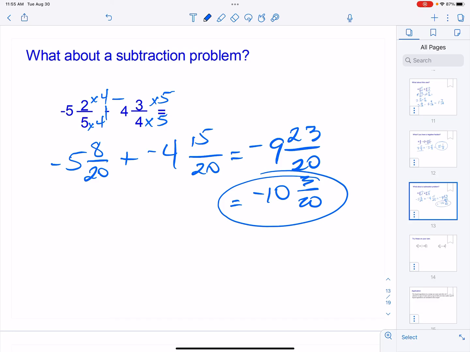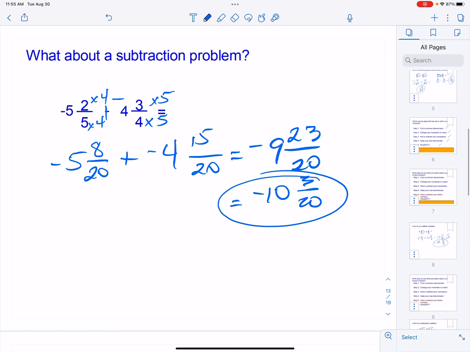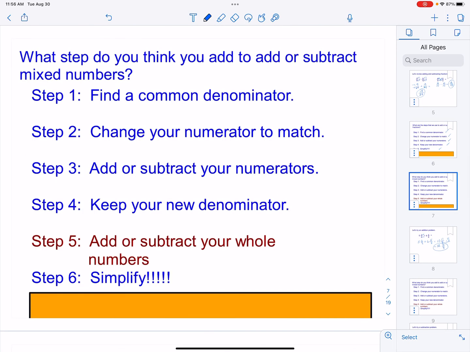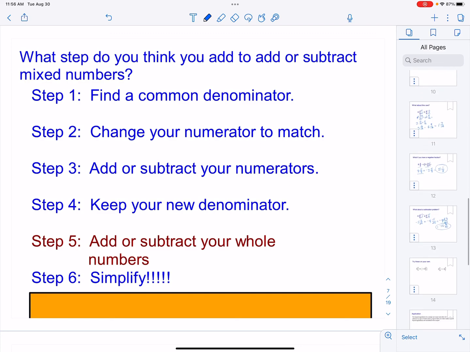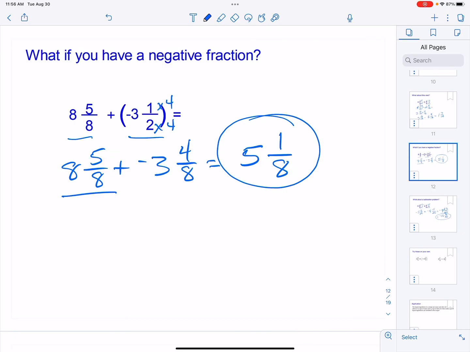And that's all there is in order to add or subtract mixed numbers. Okay, so we got to find a common denominator. We got to change the numerator to match. We got to add or subtract the numerators, keep our new denominator, add or subtract the whole parts, and then simplify. And every once in a while, you got to make sure that you're paying attention to the integer rules also. Even though these aren't integers, they're just rationals, you could have positives and negatives, and that's okay.